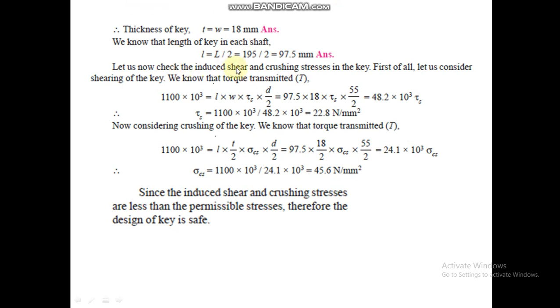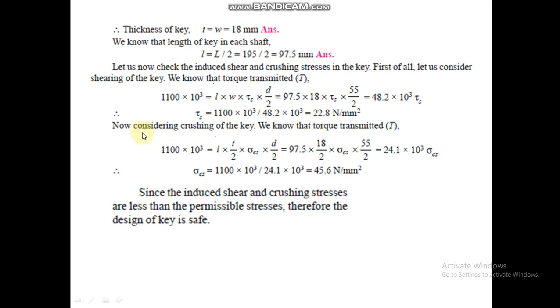Let us now check induced shear and crushing stresses in the key. First of all, let us consider shearing in the key. So torque is equal to length into width into shear stress into d by 2. This is the formula for the torque transmitted by the key under shear. So in this formula, we will put the value of length and width of the key and find the value of shear stress. The shear stress is calculated as 22.8 and it is less than 40, the given value.